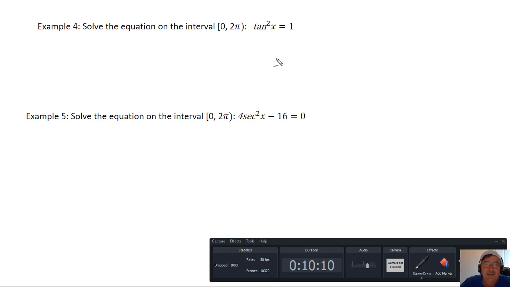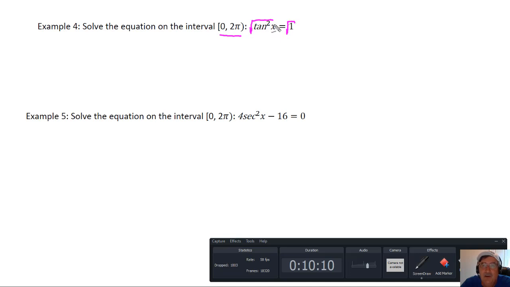Now notice this one has a tangent square x in it, and it wants you to find all solutions between 0 and 2 pi this time. It doesn't say all of them, it just says in this interval. Some of you know I like to use colors in my class as well, so you'll probably note that I'm going different colors on different problems. I always try to encourage students to use colors in class.